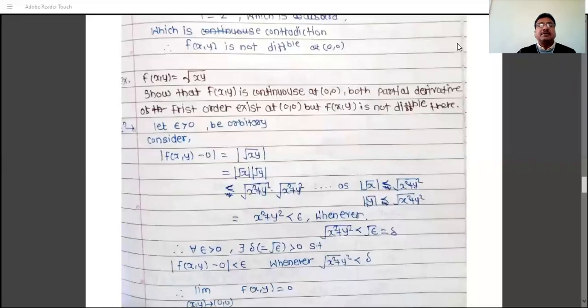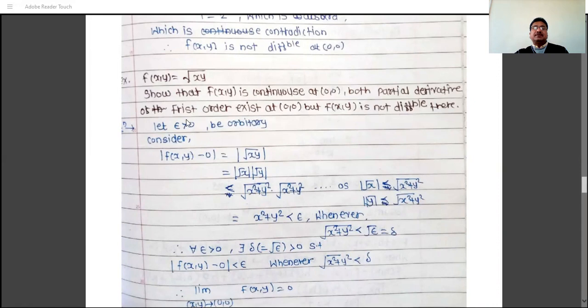Next problem is f(x,y) equal to root of x into y. Show that this function is continuous at (0,0). Partial derivatives of first order exist at (0,0), meaning f_x(0,0) and f_y(0,0) both exist. But f(x,y) is not differentiable there. It means f(x,y) is not differentiable at (0,0).